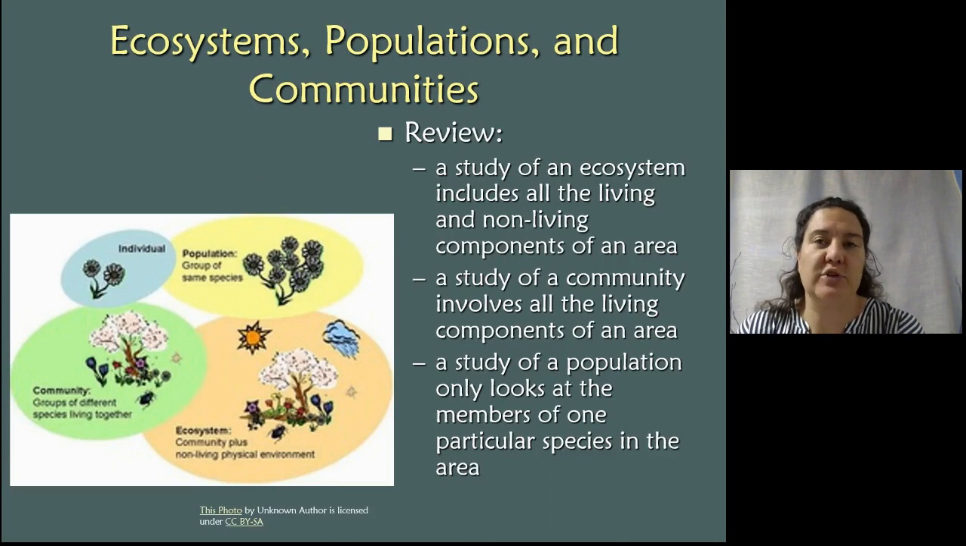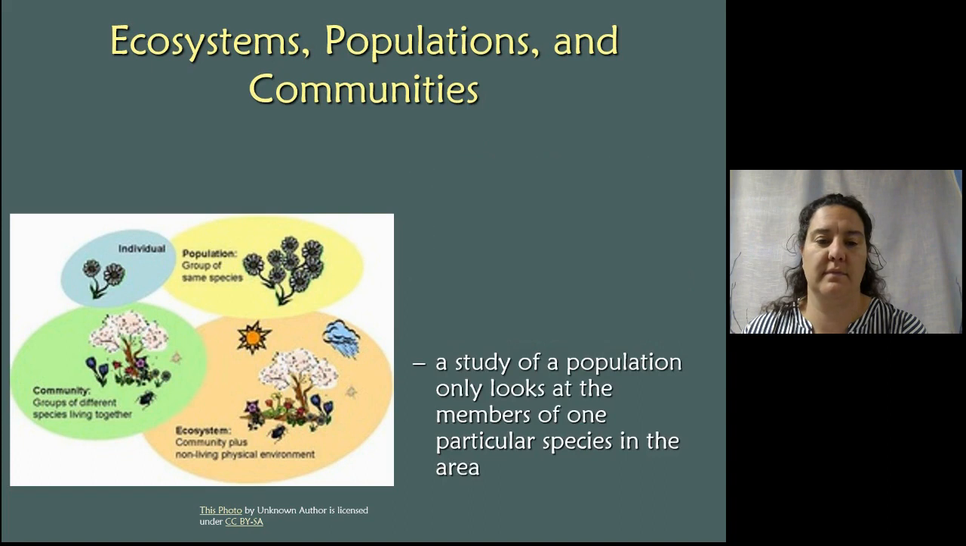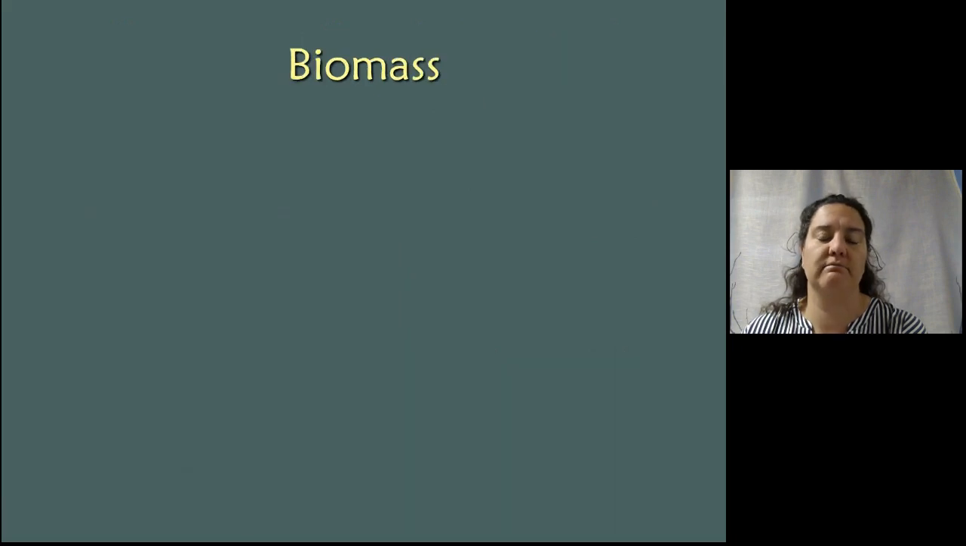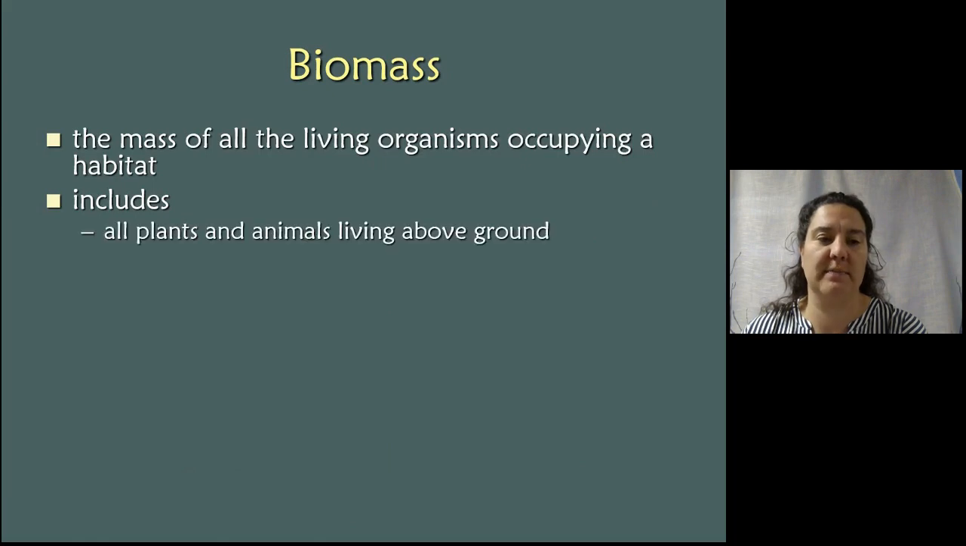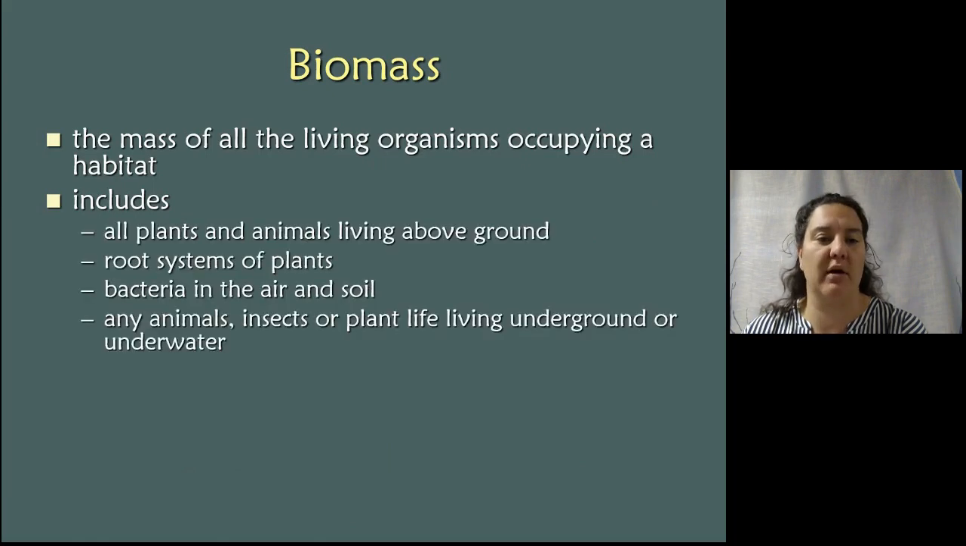So, we have an individual, which is one individual organism, a population, which is going to be a group of members of the same species in the same area, a community, which is a group of different species, but all biotic factors living in the same area at the same time. And then we have an ecosystem, which is the community plus all the non-living physical environmental components. So, there again, a population only looks at members of one species, and an ecosystem includes all the species and all the abiotic factors.